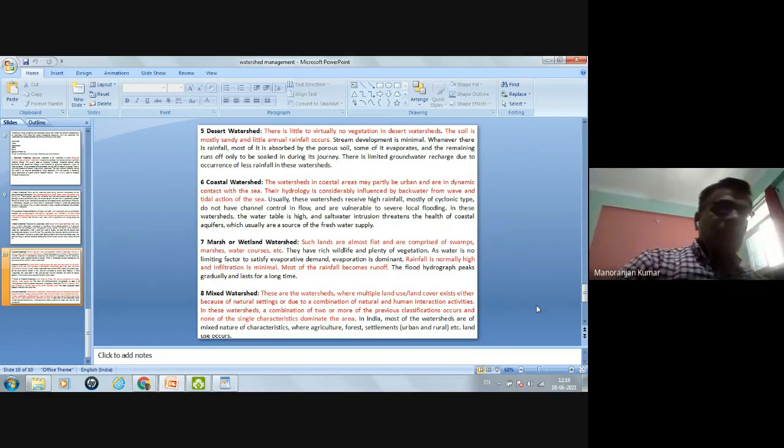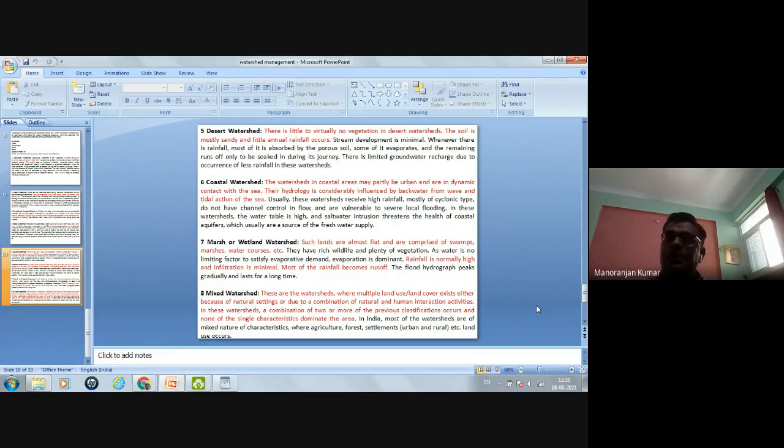Okay. So some of the water will evaporate, and the remaining runoff is only to be soaked in during its journey. Okay, so there is limited groundwater recharge due to the occurrence of less rainfall in this type of watershed. Okay, so this is the desert watershed.